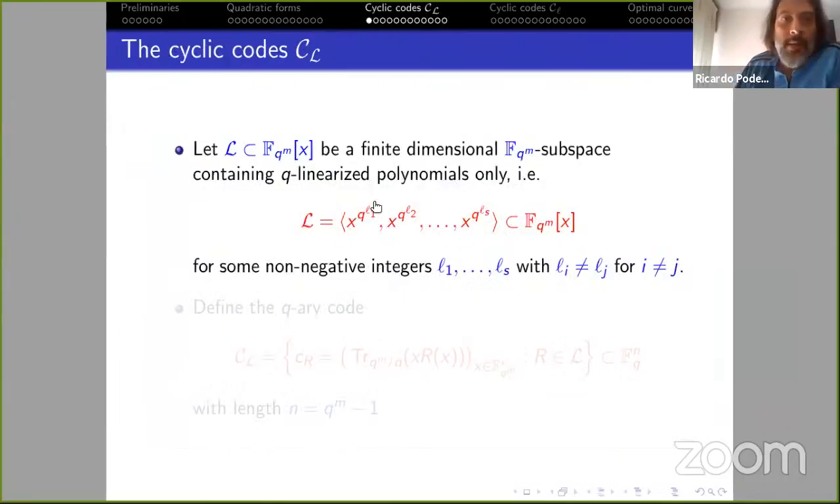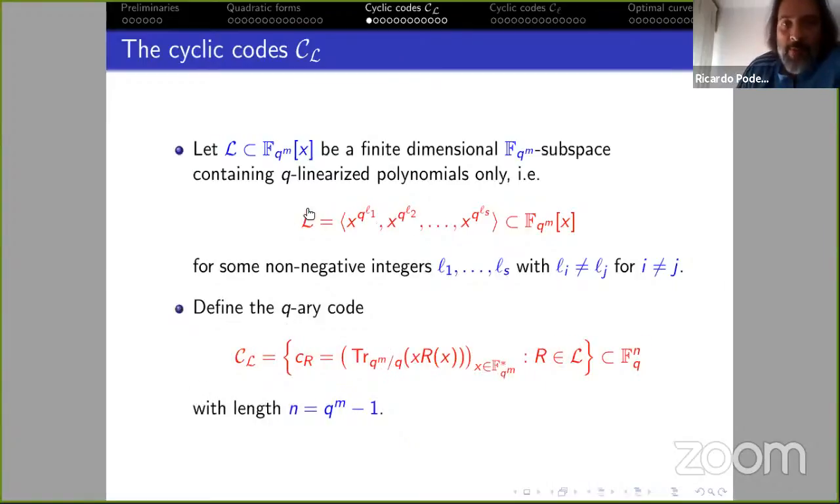So let us consider the cyclic code. First of all, fix a subspace of Q-linearized polynomials. L is generated by all these monomials. And with this family of Q-linearized polynomials, define the following code. For every linearized polynomial, take this quadratic form and evaluate it on every X in the field.